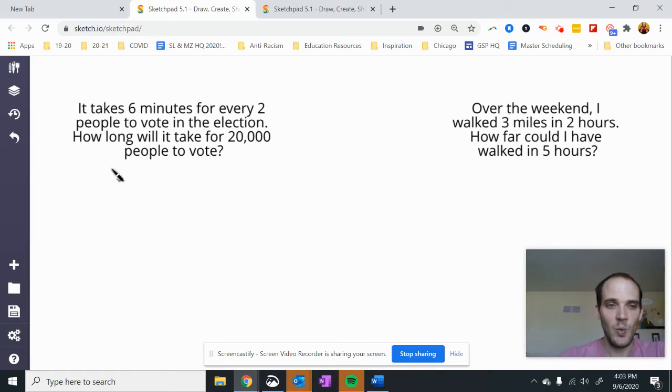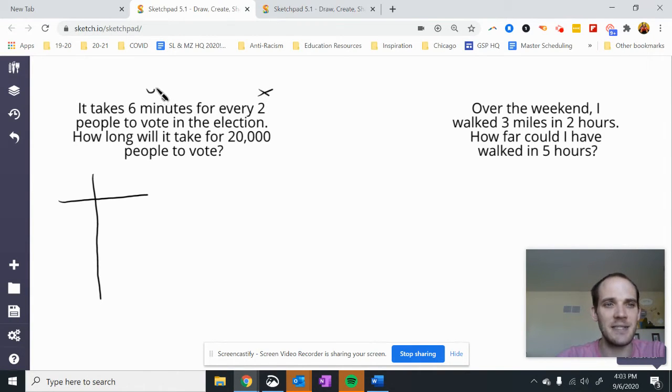Well, do you remember what we always did first last time when we're talking about a scenario? We can always make a table. And one way I try to figure out what goes on each side of the table is, 6 minutes for every, usually the "for every" is your independent variable, because for every 2 people, how long does it take?